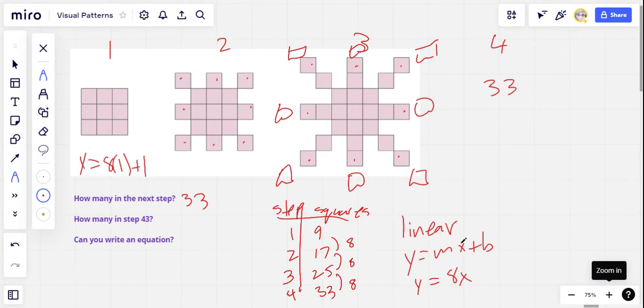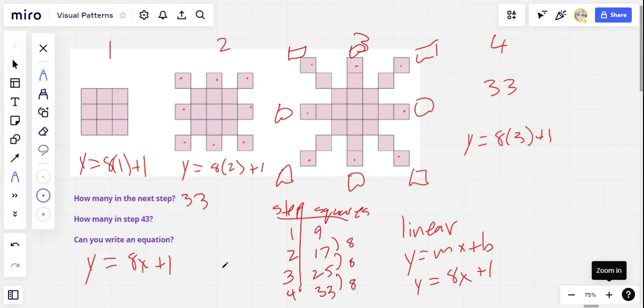Let's try this same formula now. We've got y equals 8x plus 1. Let's try that with step 2. Y equals 8 times step 2 plus 1. And that would be 8 times 2 is 16 plus 1 is 17. Yes, that's how many we've got there. We could try that with step 3. Y equals 8 times step 3 plus 1. 8 times 3 is 24 plus 1 gives us 25. I think we've got it. So our equation here is y equals 8x plus 1.